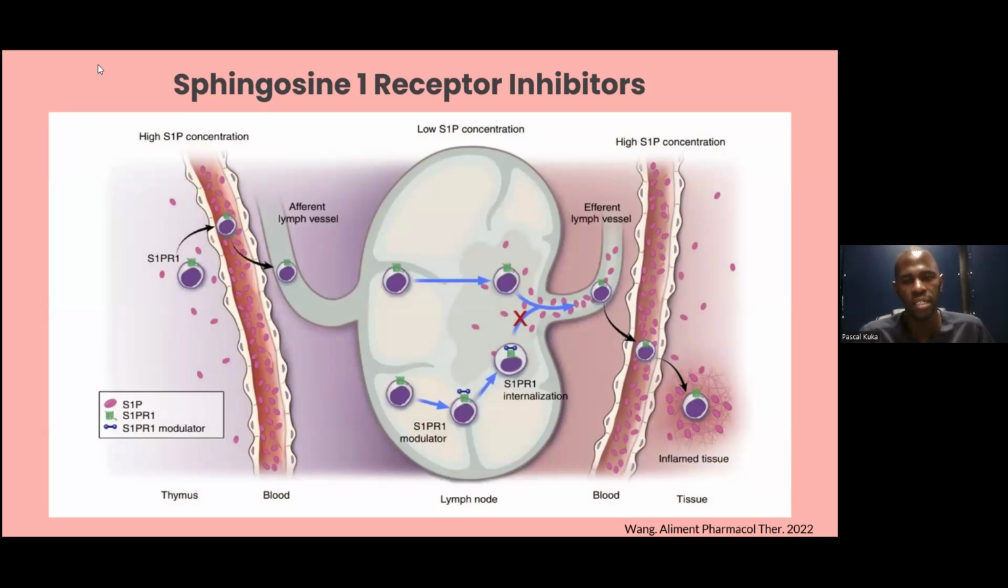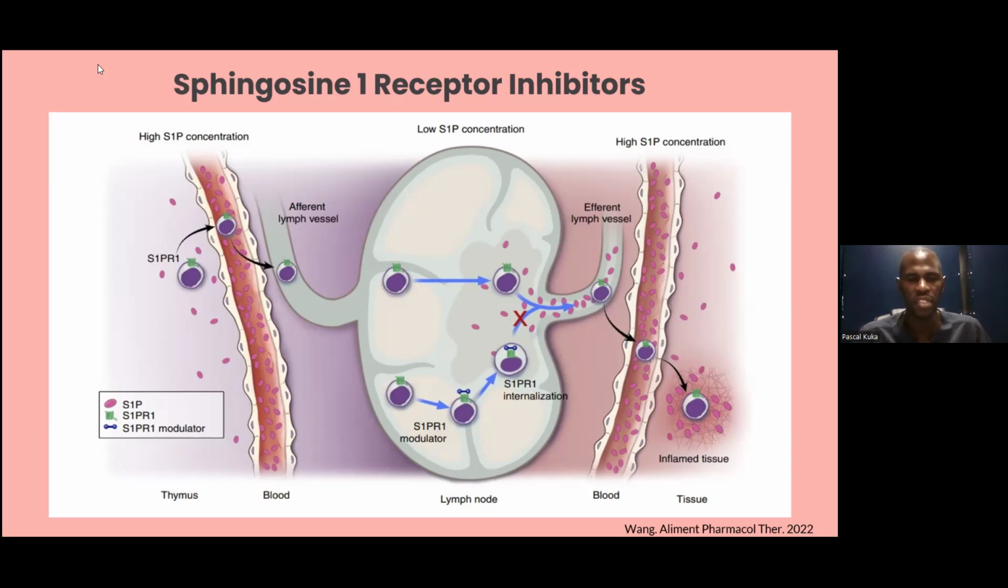So sphingosine 1 can be considered as an attractant for leukocytes, which causes trafficking of leukocytes or lymphocytes from the lymph nodes into the areas that are inflamed. So in IBD, because of inflammation happening in different sections of the intestines, you'll have a high sphingosine 1 phosphate concentration. The trafficking works in a gradient way, where areas which express a high level of sphingosine 1 receptors will have trafficking of lymphocytes to that area.